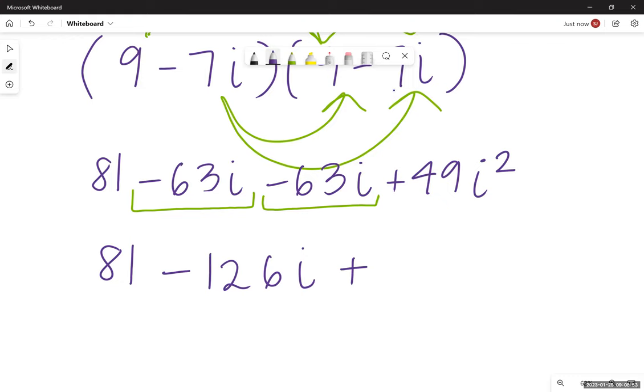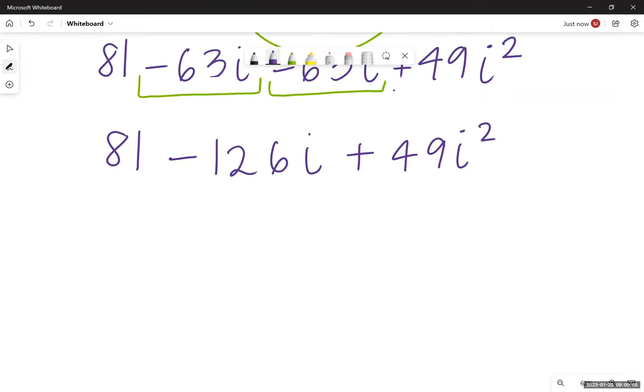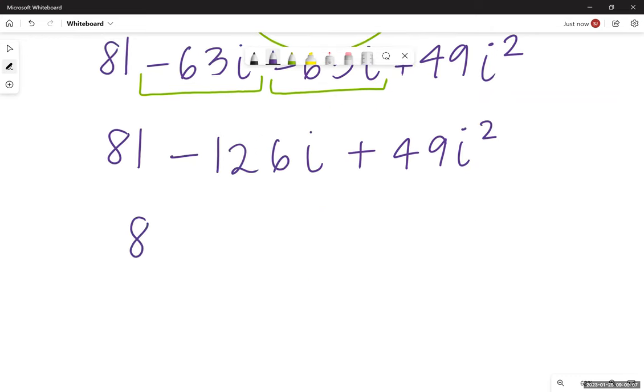And then bring down the negative 49 i squared. Someone may see that there's something I could have done there to keep from having to write it again, but I didn't. So let's do this. Okay, I have 81 minus 126.